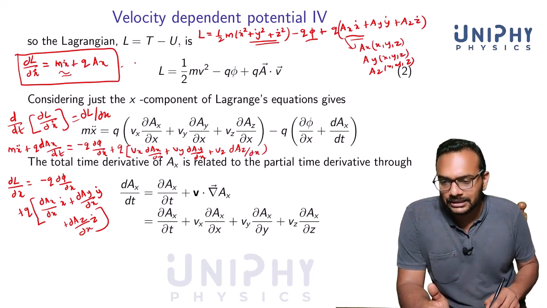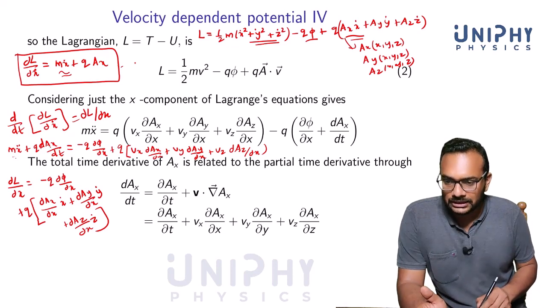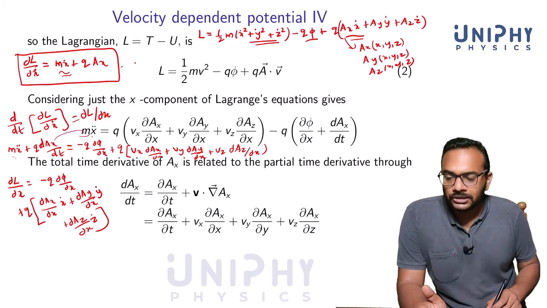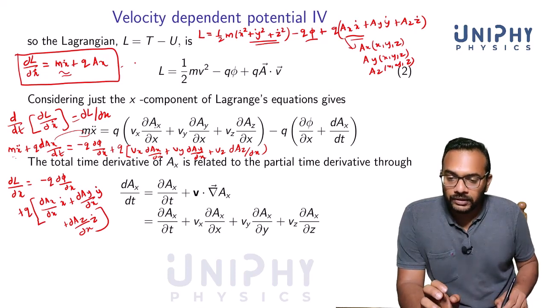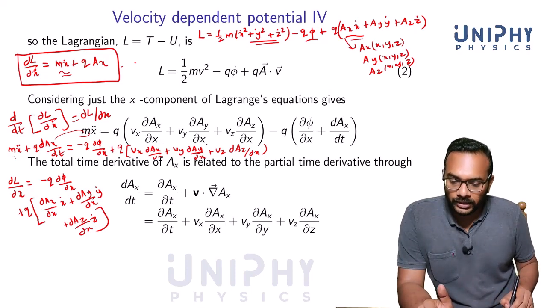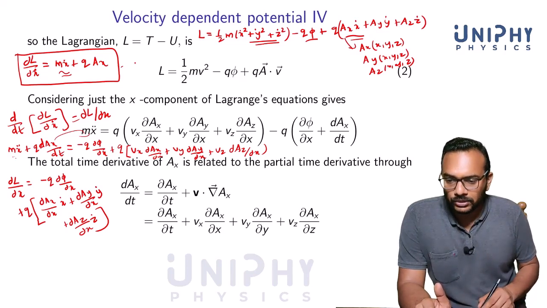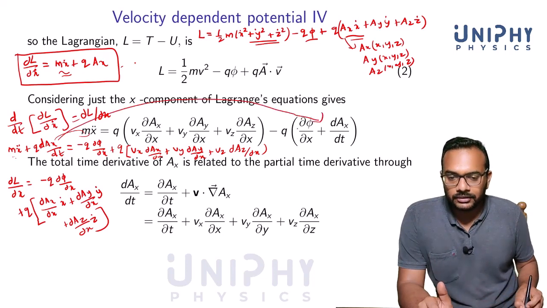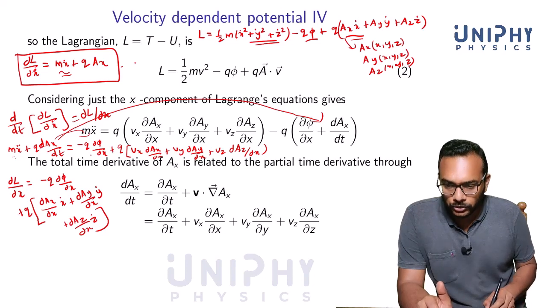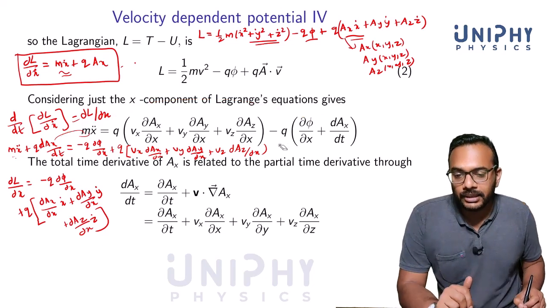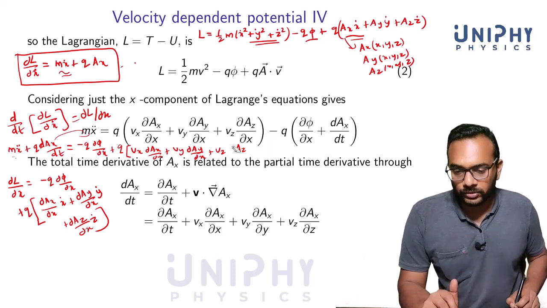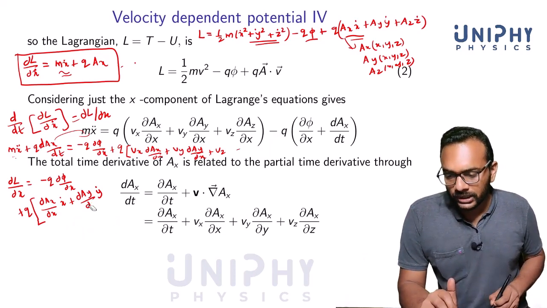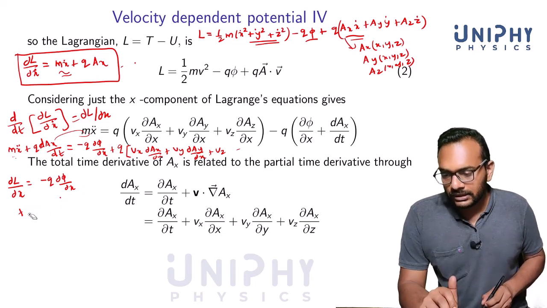Now you just rearrange it a little bit. You put m ẍ on this side and take this to the other side. So you get m ẍ equal to q times vx ∂Ax/∂x plus vy ∂Ay/∂x plus vz ∂Az/∂x, which is basically this term appearing here. You can pull this q outside, so it's equal to minus q ∂φ/∂x plus dAx/dt. We got it. That's our equation of motion. But that's not all. This doesn't look very much like the Lorentz force law yet, so we'll try to do a little bit more manipulation.